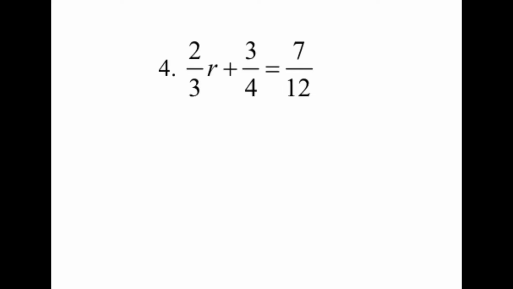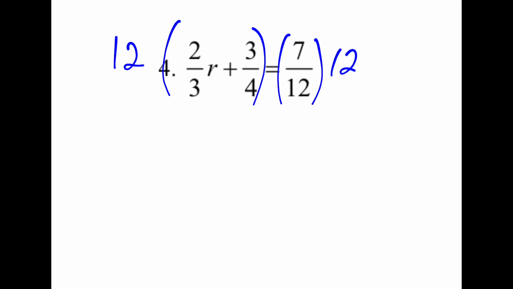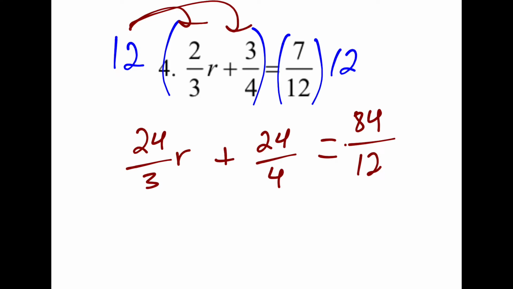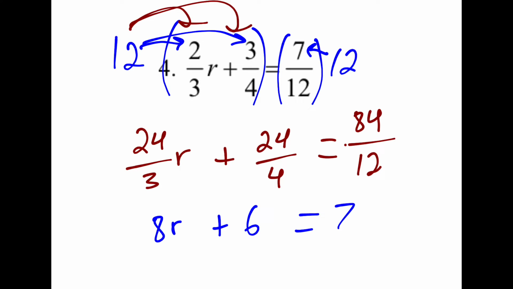Here, if I look for my denominators, 12 is the largest one, so I'll multiply this entire side by 12 and this entire side. That means I distribute the 12, so I have 24 over 3r plus 24 over 4 is equal to 84 over 12. There's some simplification to do here. 24 divided by 3 is 8r, 24 divided by 4 is 6, and 84 divided by 12 is going to give me 7. So notice I only multiplied the top of each fraction by 12. I didn't mess with the bottom at all until I simplified.